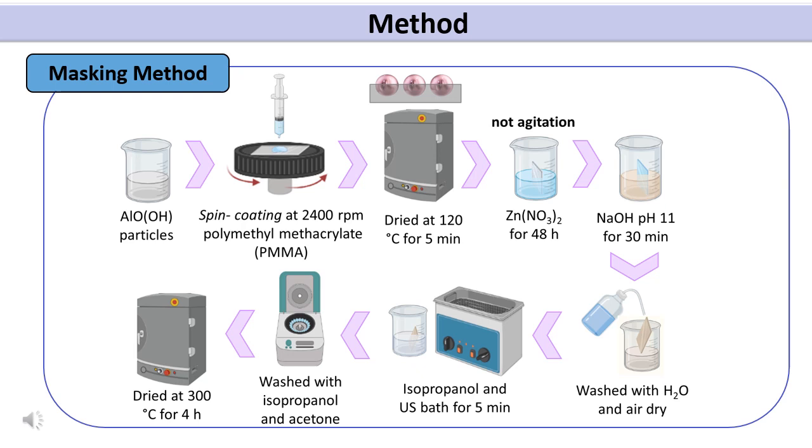To detach the particles, the PMMA substrate was introduced in isopropanol and placed in an ultrasonic bath for 5 minutes. The supernatant was centrifuged and washed with isopropanol and acetone. Finally, the resulting powder was calcined at 300 Celsius for 4 hours to obtain the Janus-type particles of aluminum oxide, zinc oxide.